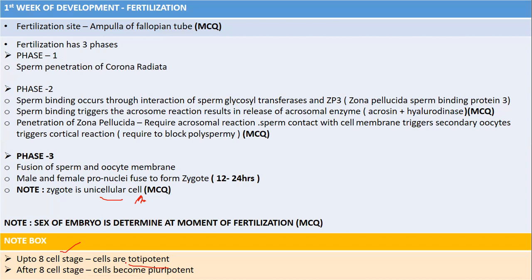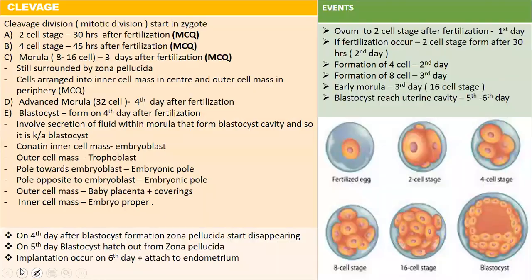When we talk about the pluripotent, those are basically our stem cells that have the capacity for self-renewal. So these are the things we have already known. Coming to the cleavage, two cell stage: cleavage is the mitotic division starting from the zygote. Two cell stage comes at 30 hours, it comes in MCQ. Four cell stage, 45 hours. Morula is the 16 cell stage, 3 days after fertilization.